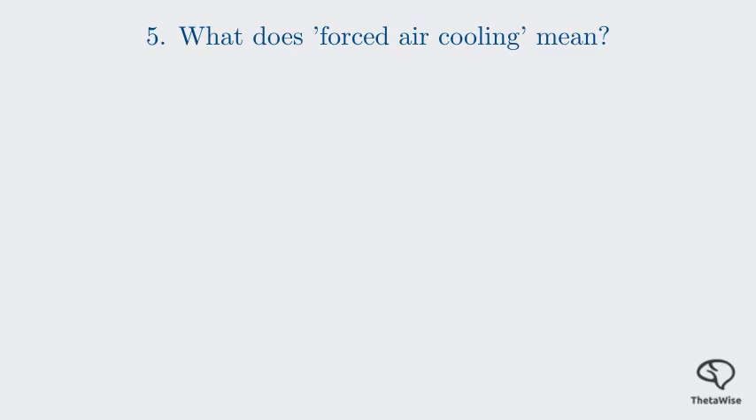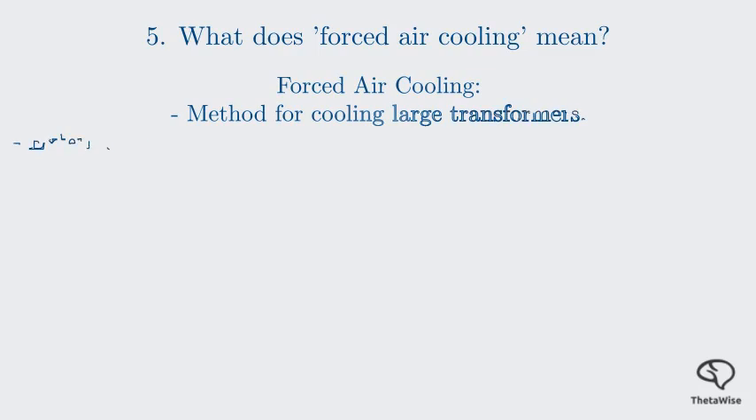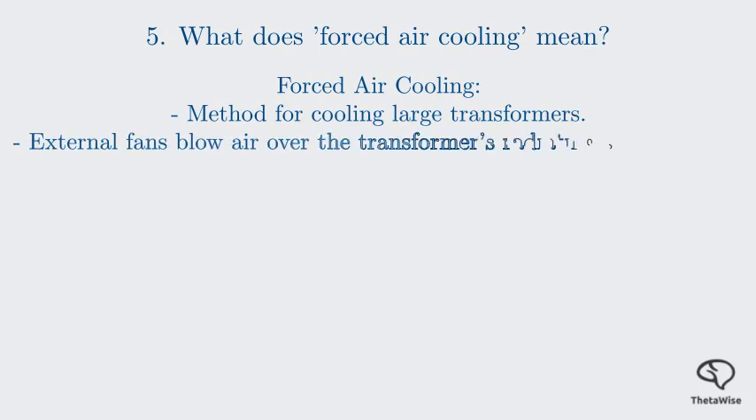Forced air cooling is a method used to dissipate heat from large transformers, which generate significant heat due to losses. In this method, the transformer's radiating surfaces, such as its tanks and radiators, are cooled by a blast of air from external fans. Unlike natural air cooling, which relies on convection, forced air cooling uses fans to actively move a large volume of air across the hot surfaces. This significantly increases the rate of heat transfer, allowing the transformer to operate at a lower temperature and higher efficiency.